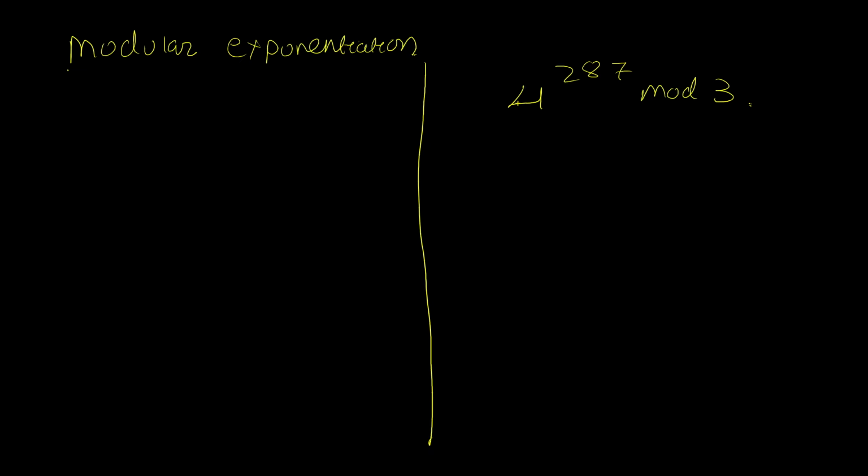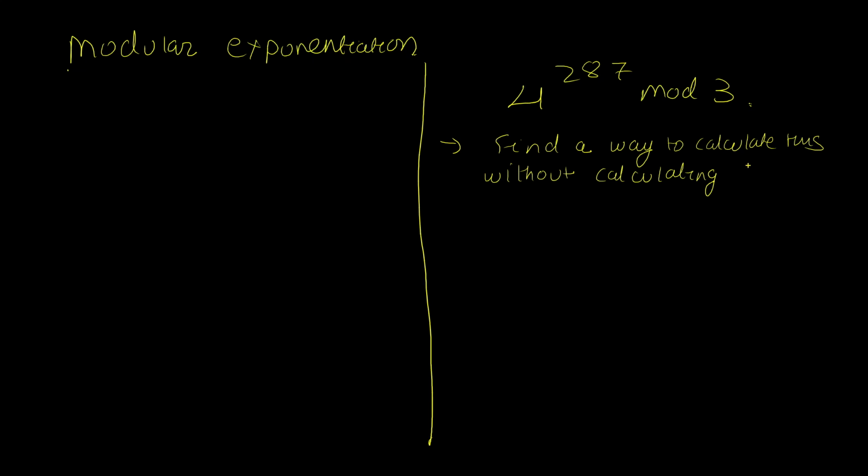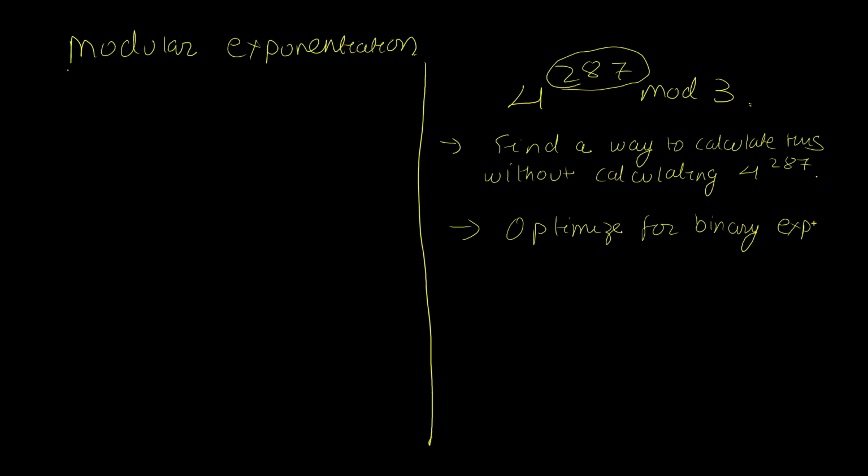But the problem lies in calculating 4 raised to the power of 287. This is a significantly huge number. So the goal here is to find a way to calculate this without calculating 4 to the power 287. And then for our purpose, we'll find a way to optimize it if the number in the exponent is binary.